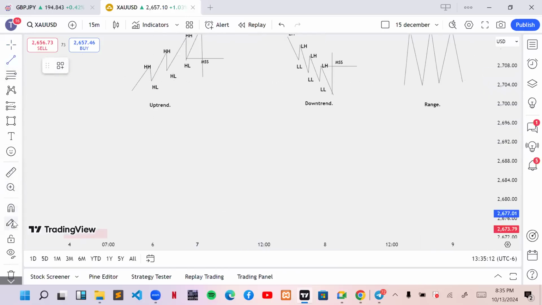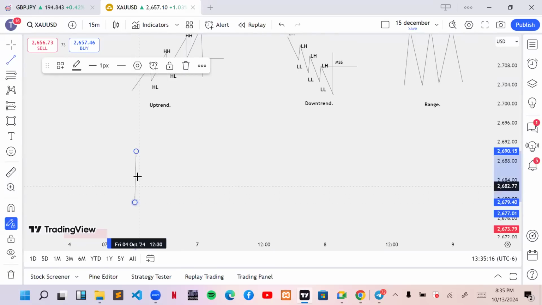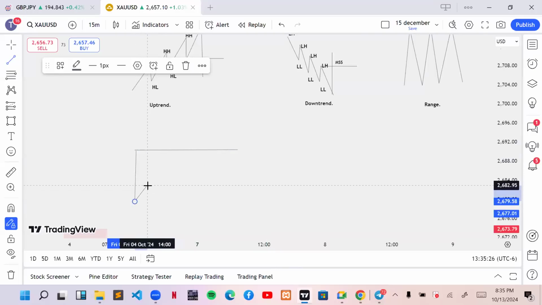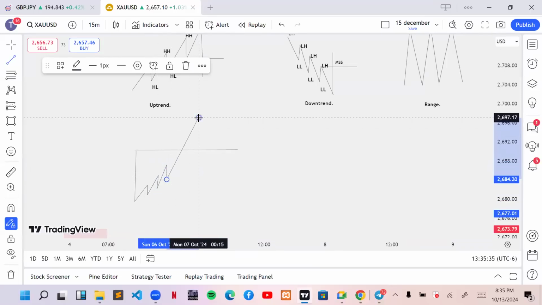So for break of structure, let's say this is a resistance level in the market. And then price was making a series of higher highs and higher lows, which is an uptrend. You see higher highs, you see higher lows. You see higher highs, you see higher lows. Then price is just something like this. So this is a break of structure.